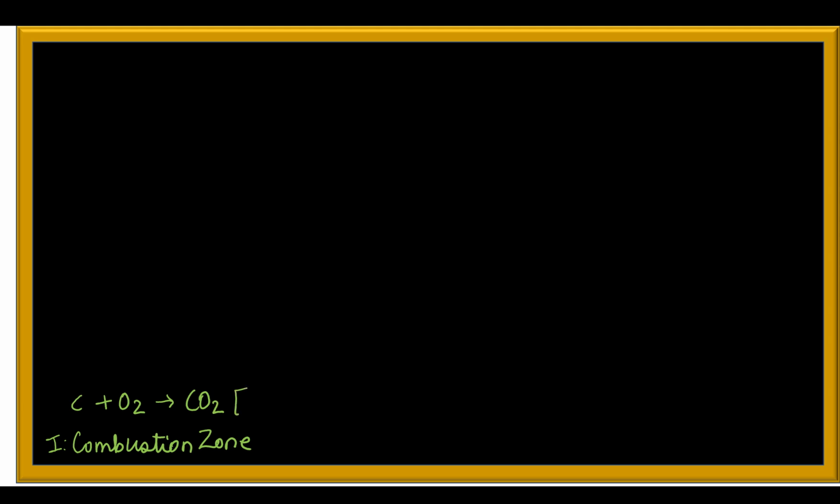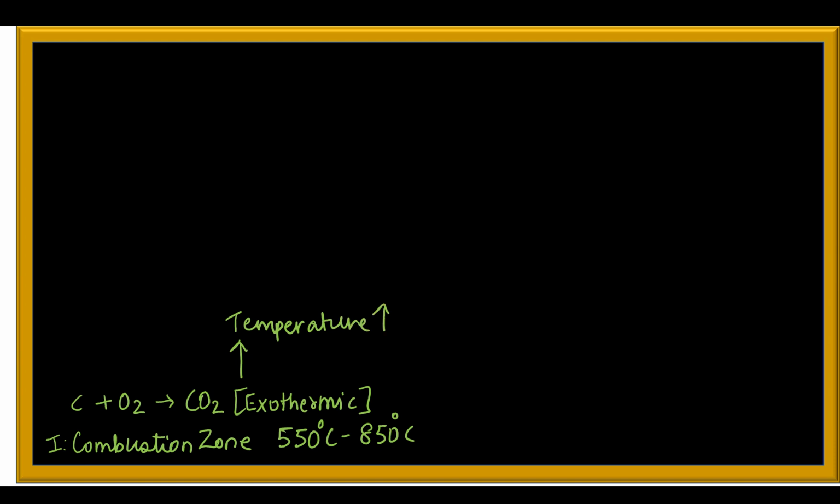This reaction is going to be highly exothermic. Exothermic means there's going to be heat that is given off, and when heat is given off, when it started with 550 degrees Celsius to 850 degrees Celsius, the temperature is going to rise from that temperature, so the temperature is going to increase and it's going to reach around 2200 Kelvin.